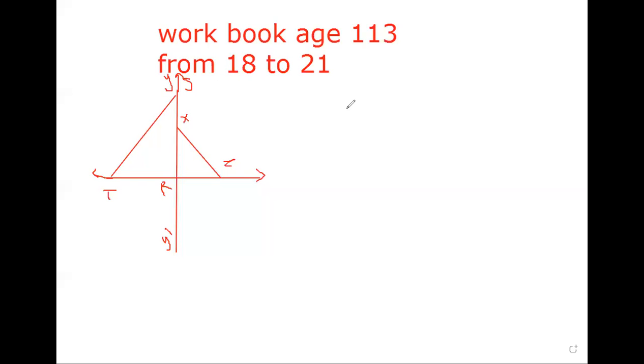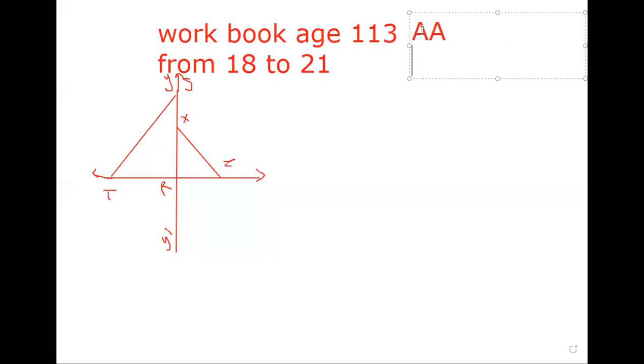Triangles, they will be similar. Then we will prove that the two triangles will be similar by three cases. What are the three cases? The first case, which we talked about yesterday, was AA, which means if two corresponding angles are equal in measure, we can prove that the two triangles are similar.